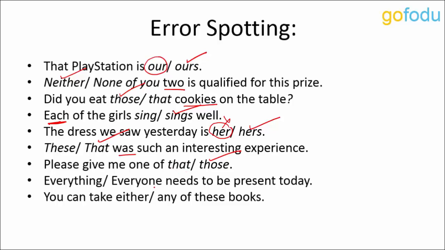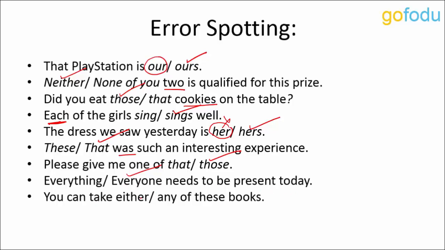Everything or everyone needs to be present today. Now over here, everything or everyone. Everything is used for non-living things. Everyone is used for living beings. So everyone needs to be present. It means it's talking about living things. Everyone needs to be present today.